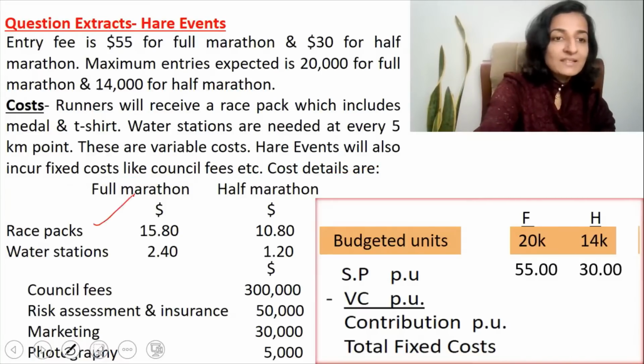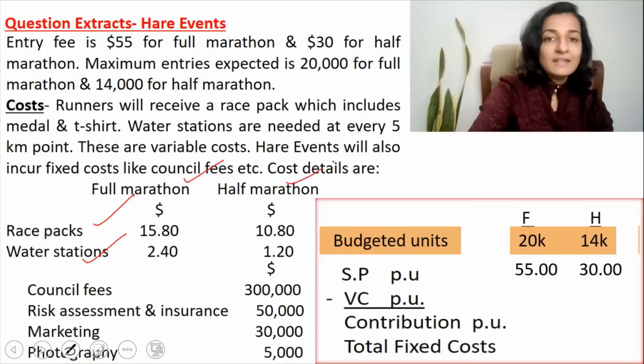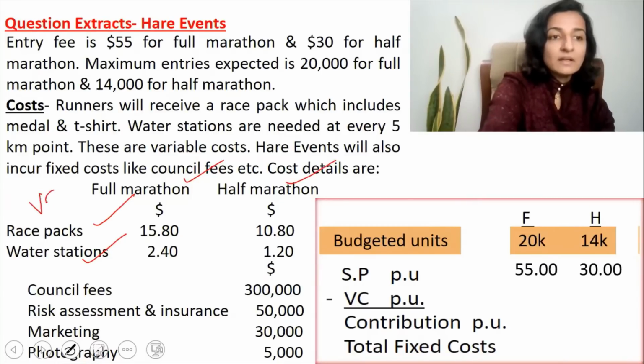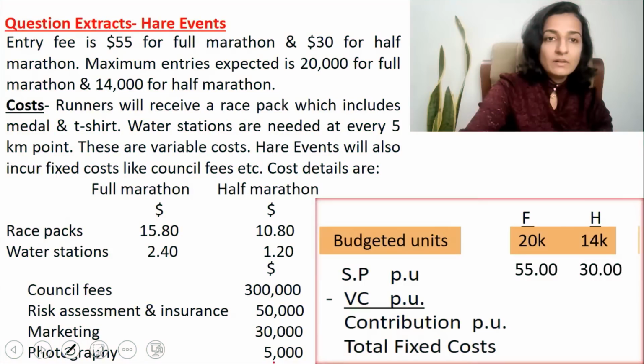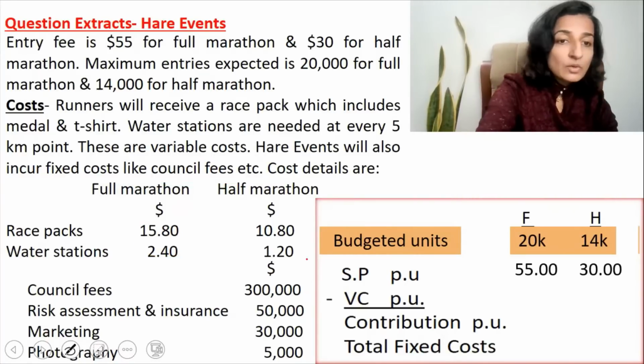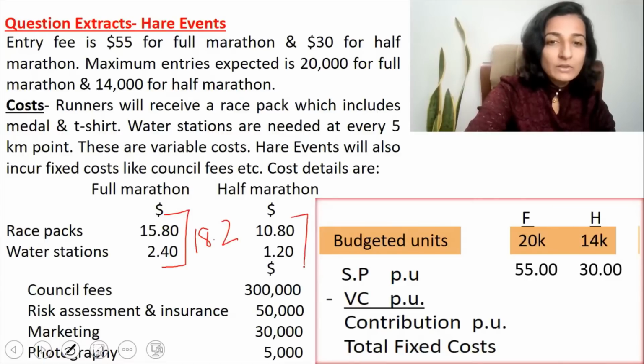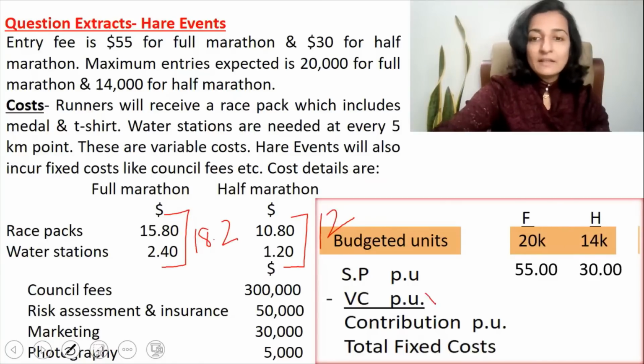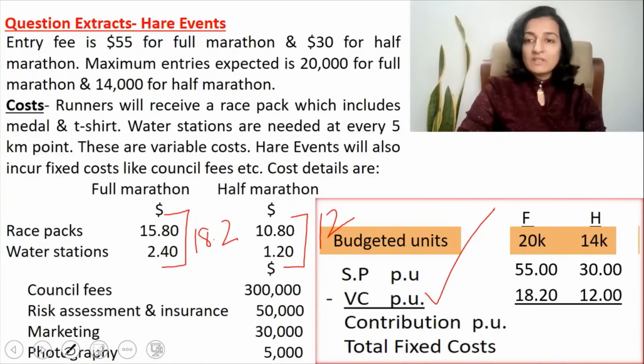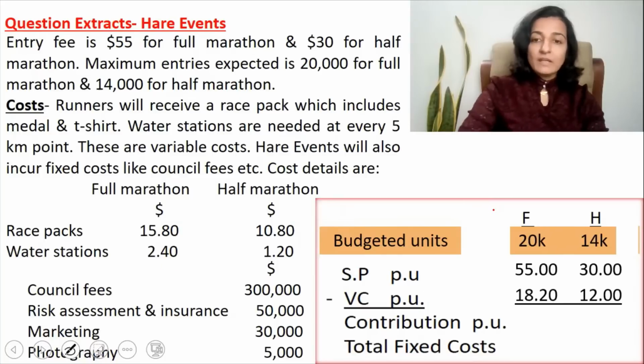So the cost details are: you have the race packs and the water stations for the full marathon and the half marathon. This is nothing but the variable cost. Next, they have given details about the fixed cost like council fees. This part is nothing but the fixed cost. So first, let's key in the variable cost per unit. The total of 15.8 and 2.4 comes to 18.2. And for the half marathon, the total of the variable cost comes to $12. So let's key it in the format. So variable cost per unit is 18.2 and 12.